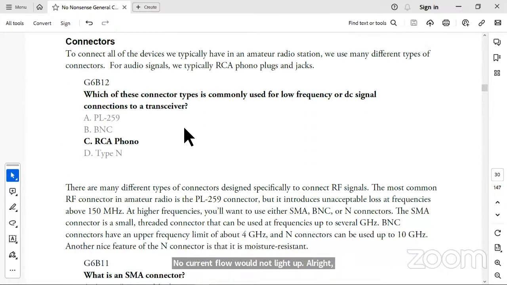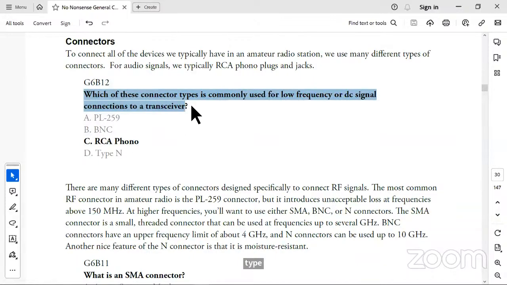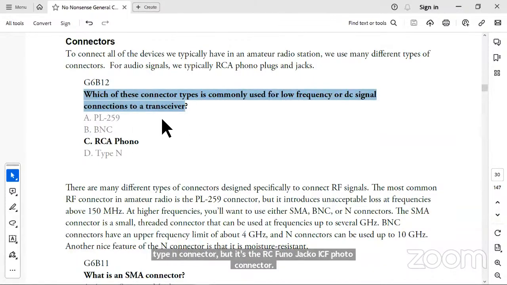Okay. Next question up is, which of these connector types is commonly used for low frequency or DC signal connections to a transceiver? So it's not the PL259, it's not the BNC, it's not the Type N connector, but it's the RCA phono jack or RCA phono connector. It's used for low frequency or DC signals.